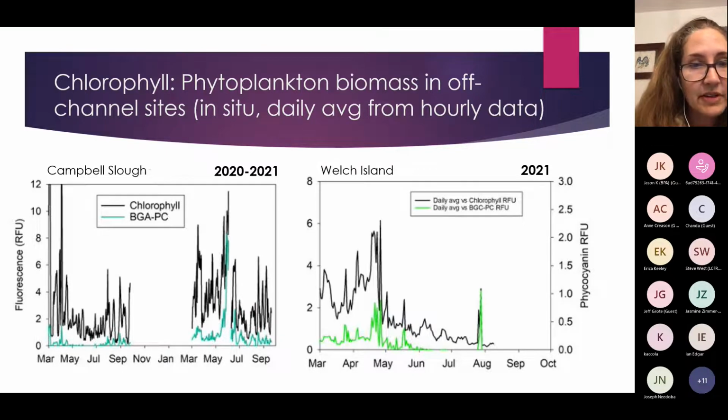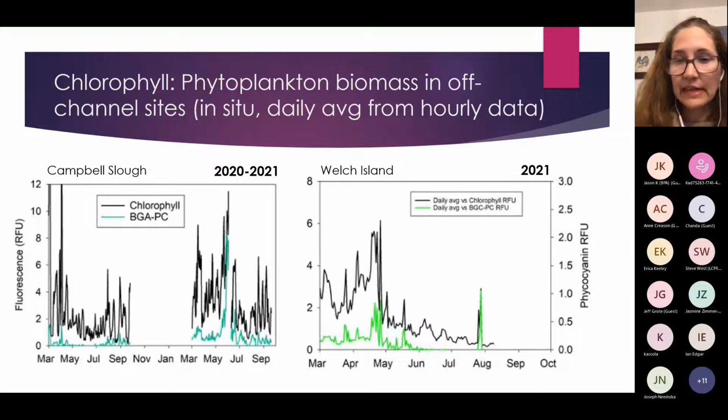So this is showing a couple of years of data from the continuous sensor at Campbell Slough and Welch Island. Campbell and Franz both often have cyanobacteria blooms or high concentrations in the summer months. So this is showing 2020, where there was a little bit towards the end of the year, then a winter gap. And then in 2021, there were pretty high abundances of cyanobacteria into June. At Welch, that's not seen as much. They were present in 2021, but not as high as at Campbell.